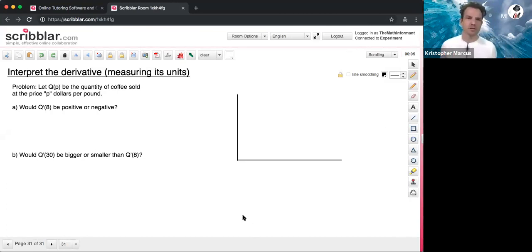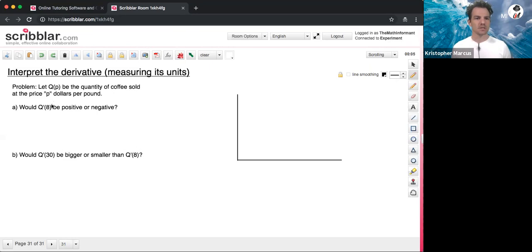Sometimes derivatives throw us kind of sideways when they ask us to interpret in the context of a word problem what it means. So let's look at a problem here. This is one of the problems that Stewart, out of one of his books, Concepts and Contexts for Calculus, put together. How do we interpret the derivative? Especially, what are the units that are being dealt with?